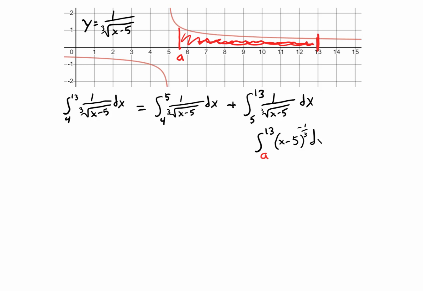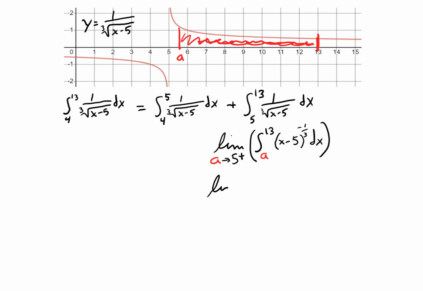Once we have this area, we will consider the effect of letting a approach 5. Notice that a is greater than 5 and will stay greater than 5 as it approaches 5. We indicate this by putting a little plus sign on the 5 in the same position where you would put an exponent. This is read the limit as a approaches 5 from the right.